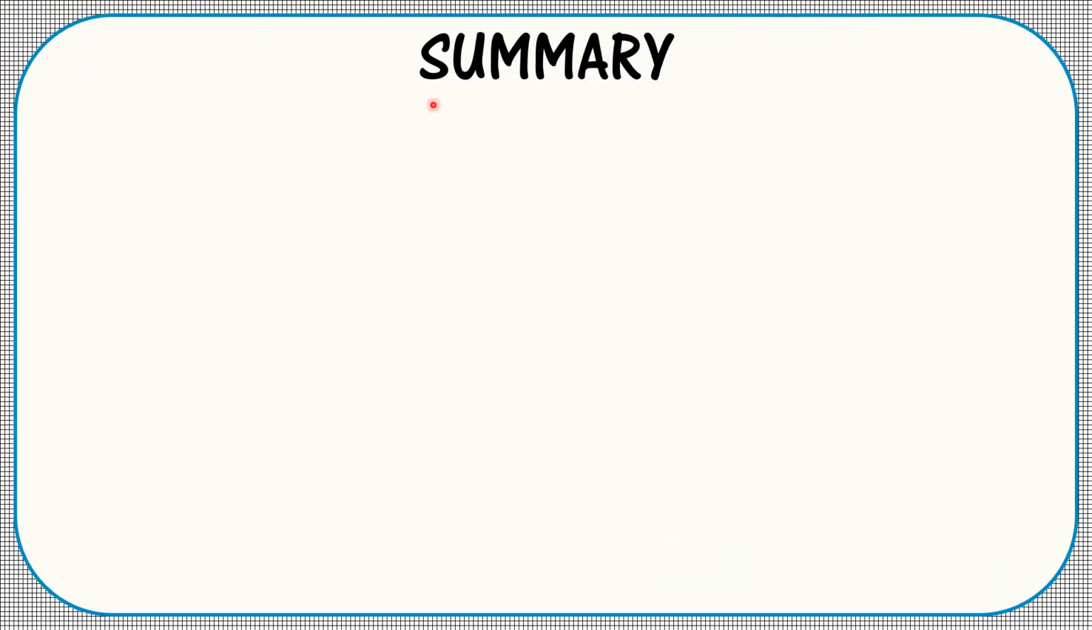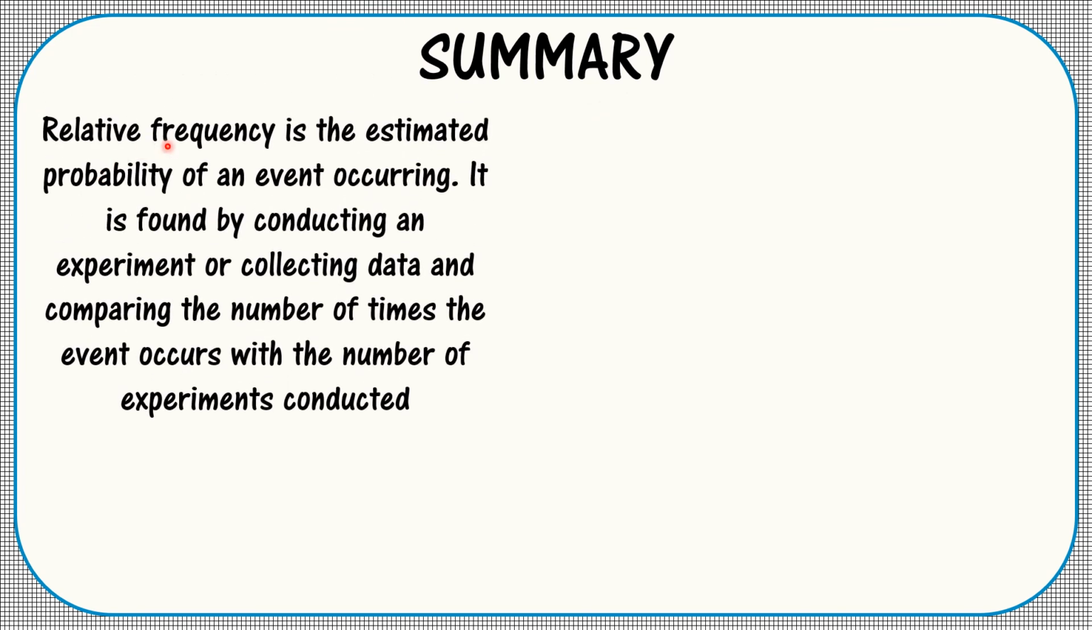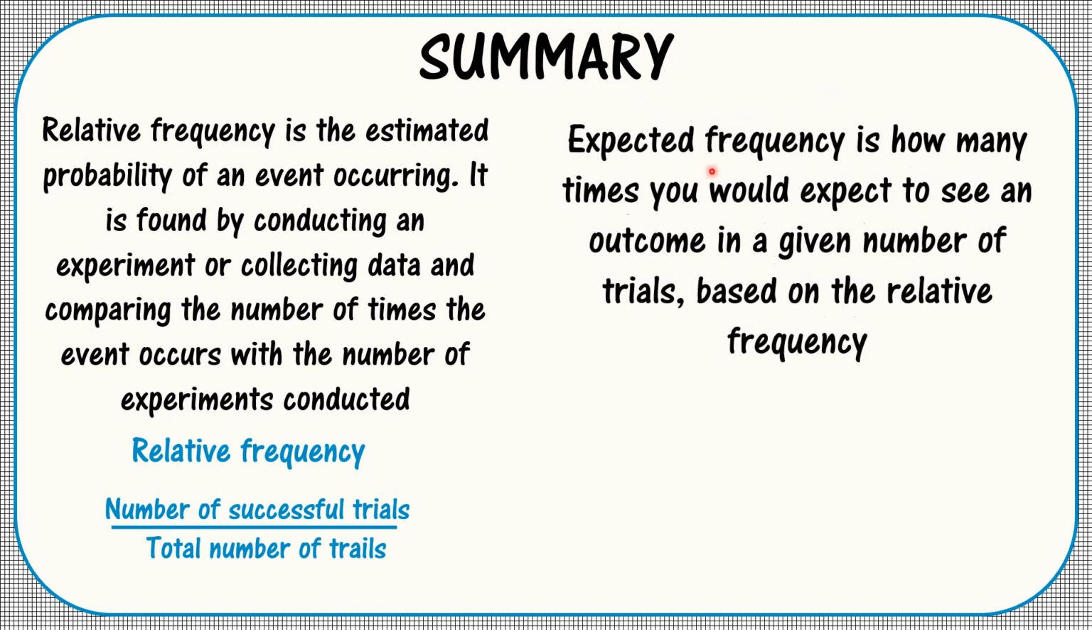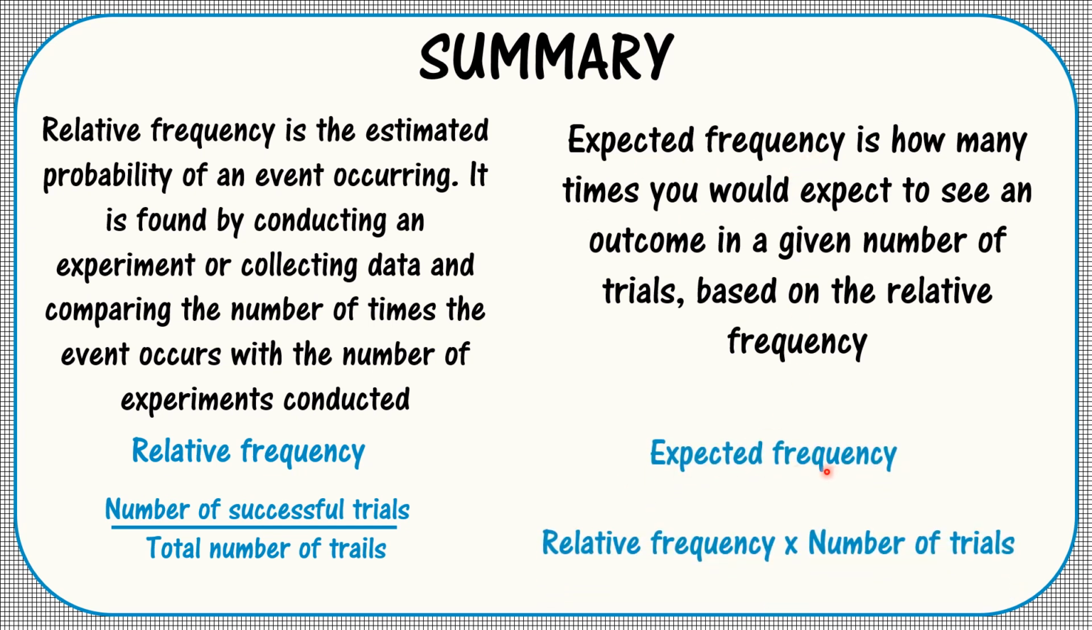Let's go through a summary of what we have gone through today. We have gone through what relative frequency is, and we know that relative frequency is equal to the number of successful trials divided by the total number of trials. We have gone through what expected frequency is, and we know that expected frequency is the relative frequency multiplied by the number of trials.